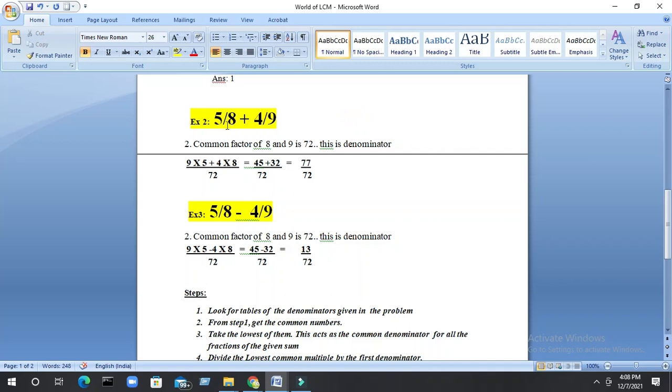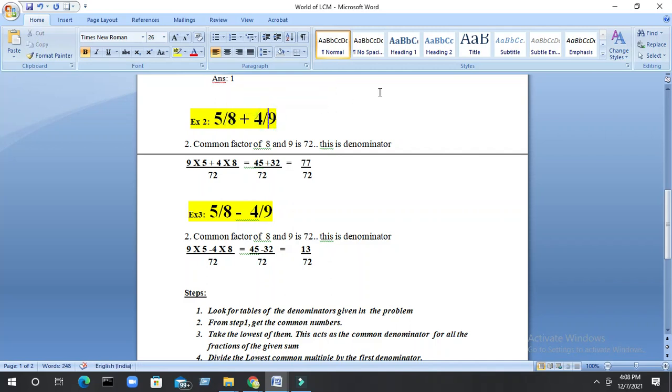So here the numerator in the first fraction was 5, denominator was 8. Numerator in the second fraction was 4 and denominator was 9. Now for whom should we find out the LCM? It is for the denominator numbers and not for the numerator numbers. First bear this in mind. To whom are we finding the LCM? For the denominator numbers 8 and 9.